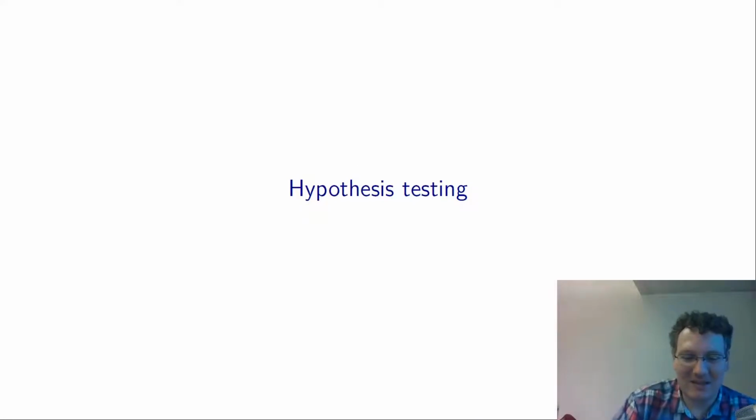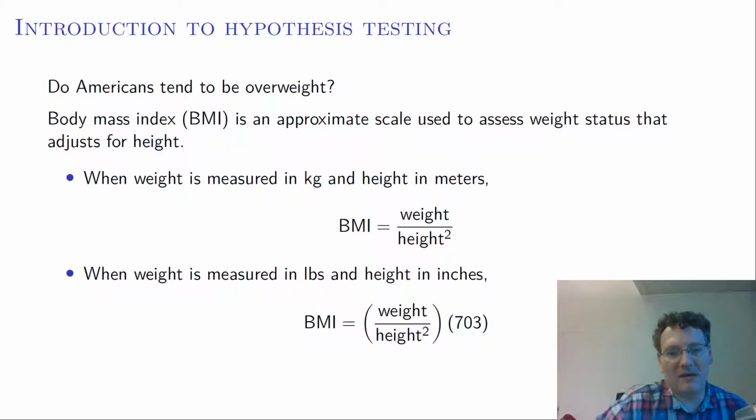So the first type of inference was estimation, estimating population parameters with confidence intervals. Now we're going to look at the second class of inference, which is decision making, deciding whether something is or isn't true about the population. We call that hypothesis testing. So you could ask a question like, on average, are Americans overweight? We could ask this question based on the body mass index.